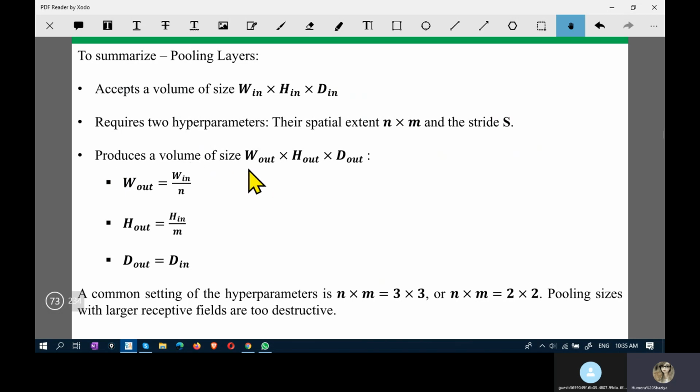And it produces a volume of size output width, output height, and output depth. And how do you compute this? You have to do this division operation on input width and spatial extent, that is the size of that block. So these are the hyperparameters. Hyperparameters are extremely significant for the design of your CNN, and hyperparameters determine the efficiency and effectiveness of the model.